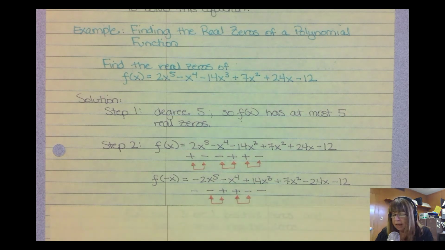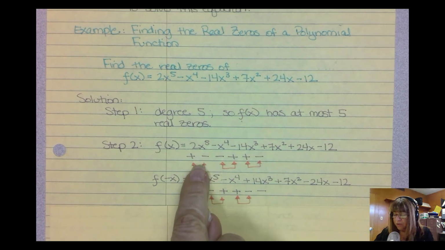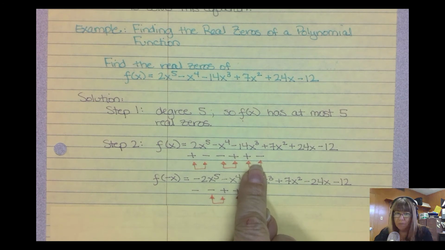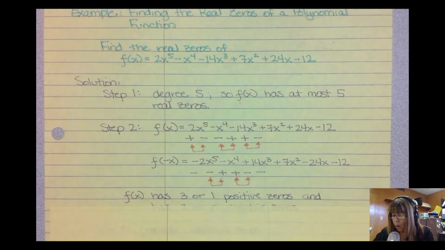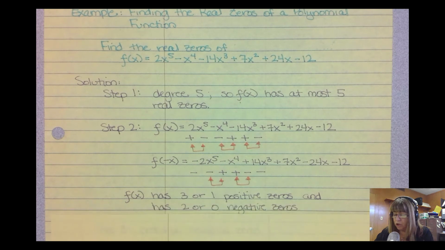So what does this tell us? First of all, we have 3 variations, and therefore we have either 3 or 1 positive zero. And since we have 2 variations, we have either 2 or 0 negative. Now think about this. We're trying to get to possibly up to 5 real zeros. So it makes sense that here we're not going over 5, right?